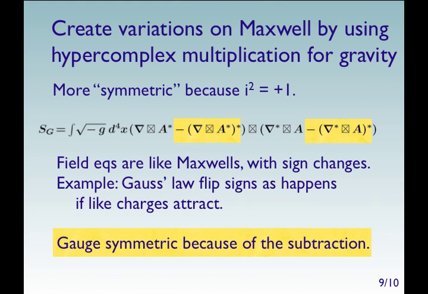Now, there's a lot more that has to be done to prove this is actually a reasonable action and resulting field equations. But for this talk, I just want to focus on the fact that this is going to be invariant under a gauge transformation because of that subtraction. In fact, it's subtracting away the same darn term: the time derivative of phi minus the divergence of A.